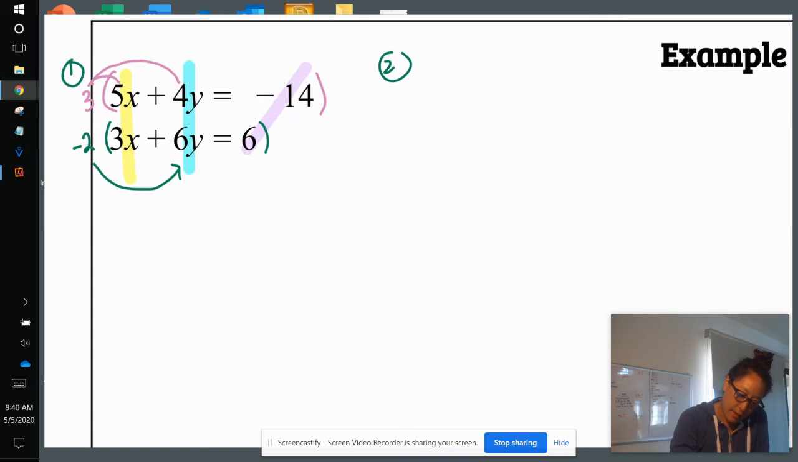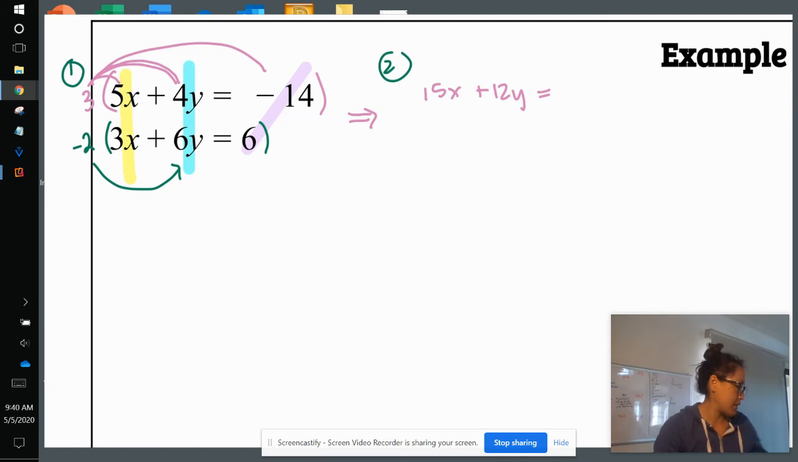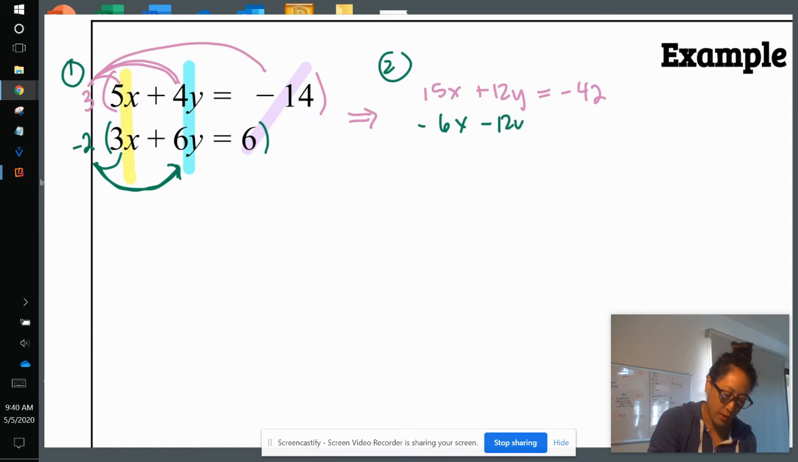So 3 times 5x gives me 15x. And then 3 times 4y is 12y. And then 3 times -14, let's just make sure I do this right. 3 times 14 is 42. So it's going to be a -42 because a positive times a negative gives me a negative. All right, -2 times 3x gives me -6x. -2 times 6y gives me -12y. And -2 times 6 gives me -12.